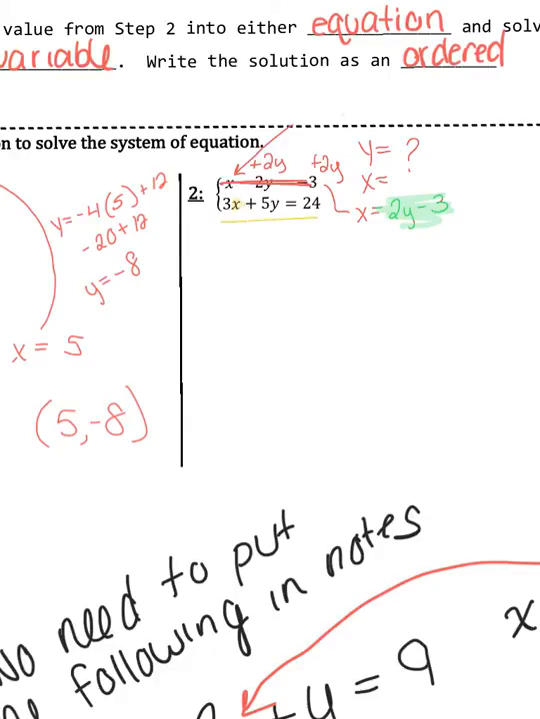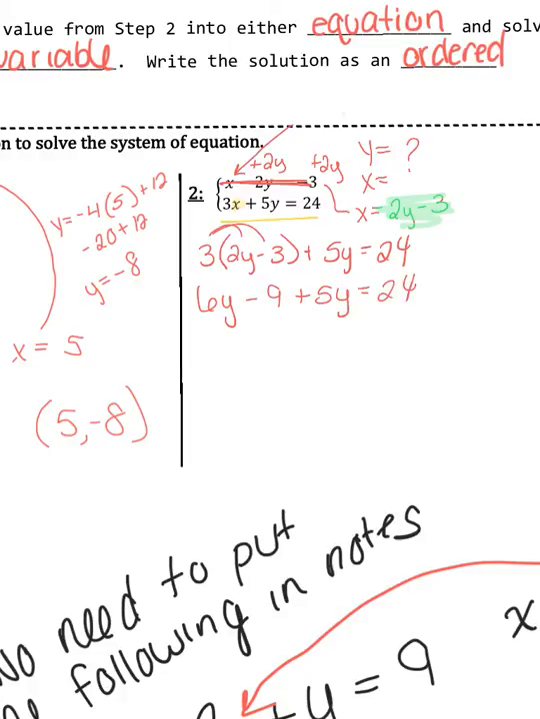So I'm going to rewrite this equation, but I'm not going to write x. Instead, I'm going to do 3 times whatever x is, which is 2y minus 3, plus 5y is equal to 24. So now I distribute my 3, and I get 6y minus 9 plus 5y is equal to 24. Combine like terms to get 11y. Then I'll go ahead and add 9 to both sides. And I get 11y is equal to 35.